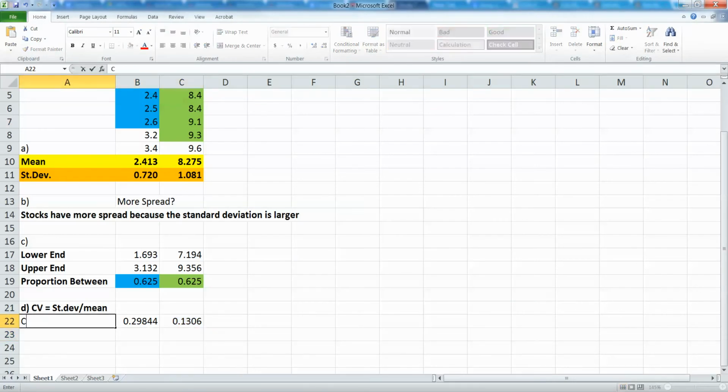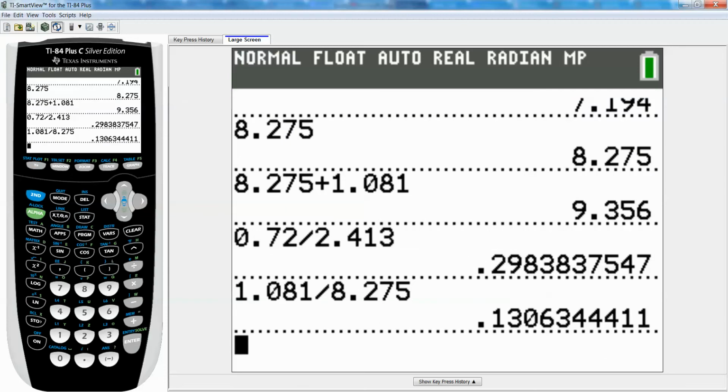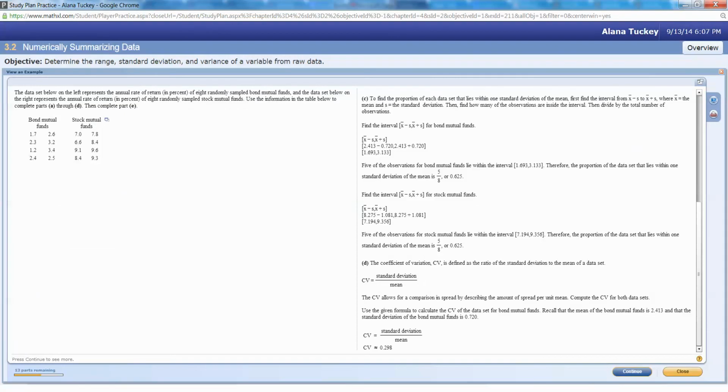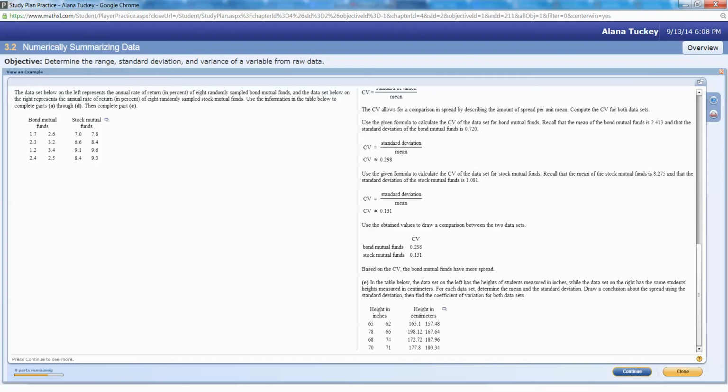There we go. So there's the CVs for the two of them. And again, I'm being crafty and using Excel. You can use Excel if you're at home. Nothing's stopping you. But you could also use the calculator, very simply. Okay, now we know the CVs. What do they want to know about that? So we found 0.298. We found 0.131.